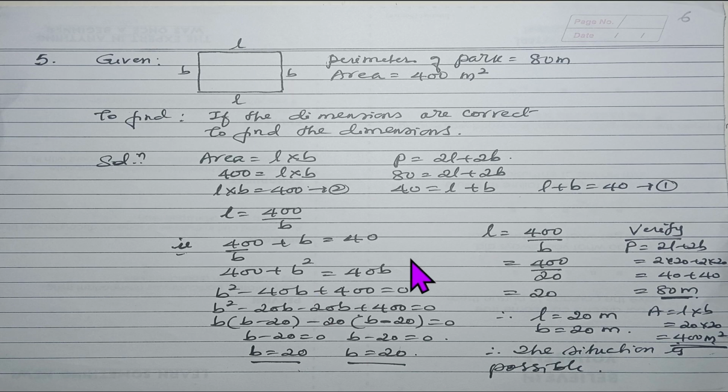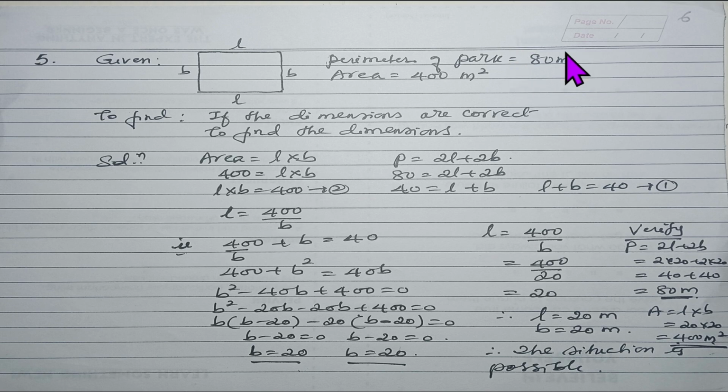If b is 20, then L is equal to 400 by b. Therefore L is equal to 400 by 20, and that is L is also equal to 20. So we have found out that breadth is 20 meters and length is also 20 meters. Now when I multiply L into B, that is 20 into 20, we get 400 meters square as the area. So let us see about the perimeter. Perimeter is 2L plus 2b, that is 2 into 20 plus 2 into 20, 40 plus 40, that is 80 meters. That means the perimeter also is correct.